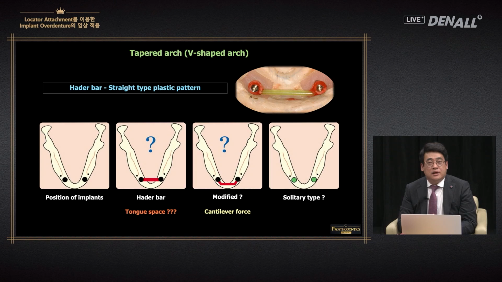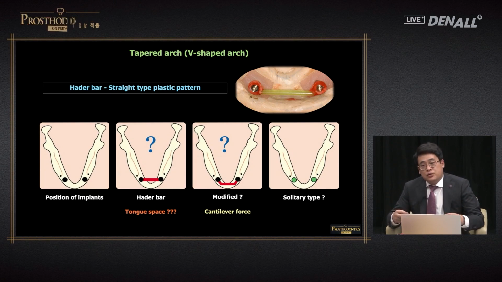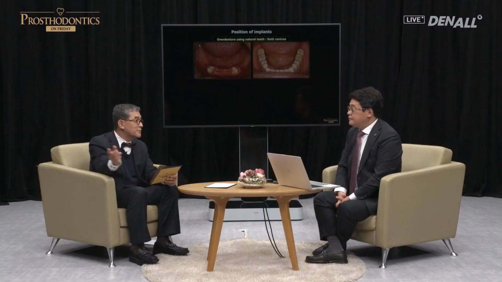Arch shape can be divided into V shape, U shape, and oval shape. When we assume that the arch is V shape and we place the implant in the canine area, when we connect the two, regardless of whether it is solitary type or bar type, actually in the case of solitary type, a virtual fulcrum line is formed and the anterior cantilever becomes elongated. Therefore, you need to place the implant in a different position.